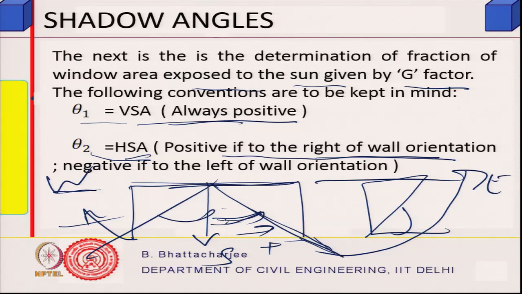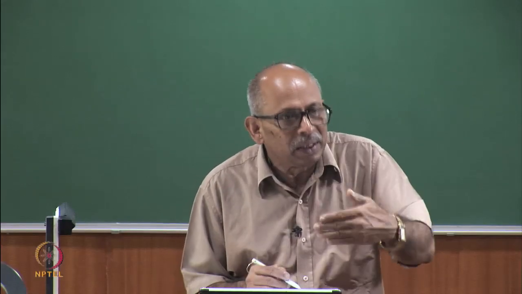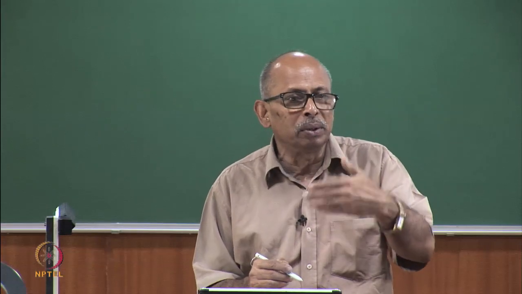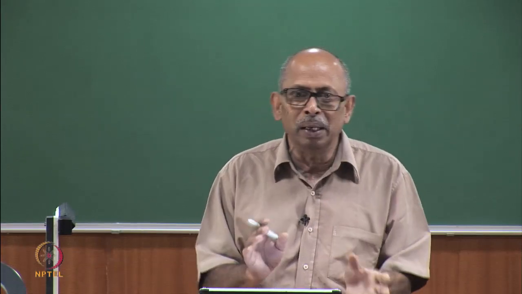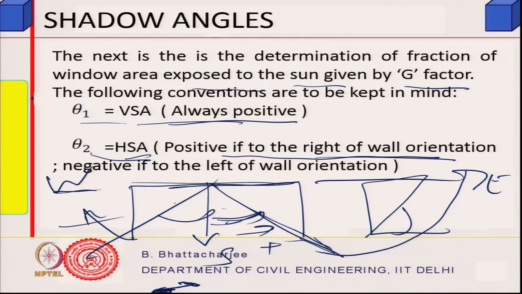If it is facing south, they will be same. If it is not facing south, inclined, then of course it may be different, right. If it is facing due south, normal to the wall is towards the south, then it will be actually equal. So, this portion we are calling negative, this zone is positive, this is negative, this is positive, all right. So, this is by definition.